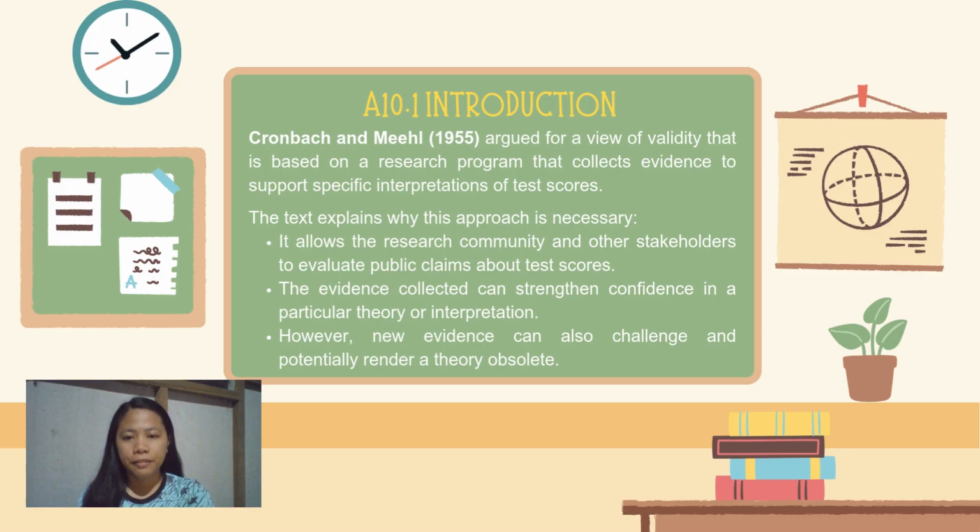Cronbach and Meehl, 1955, argued for a view of validity that is based on a research program that collects evidence to support specific interpretations of test scores. The text explains why this approach is necessary. The first one, it allows the research community and other stakeholders to evaluate public claims about test scores. The second one, the evidence collected can strengthen confidence in a particular theory or interpretation. The third one, however, new evidence can also challenge and potentially render a theory obsolete.